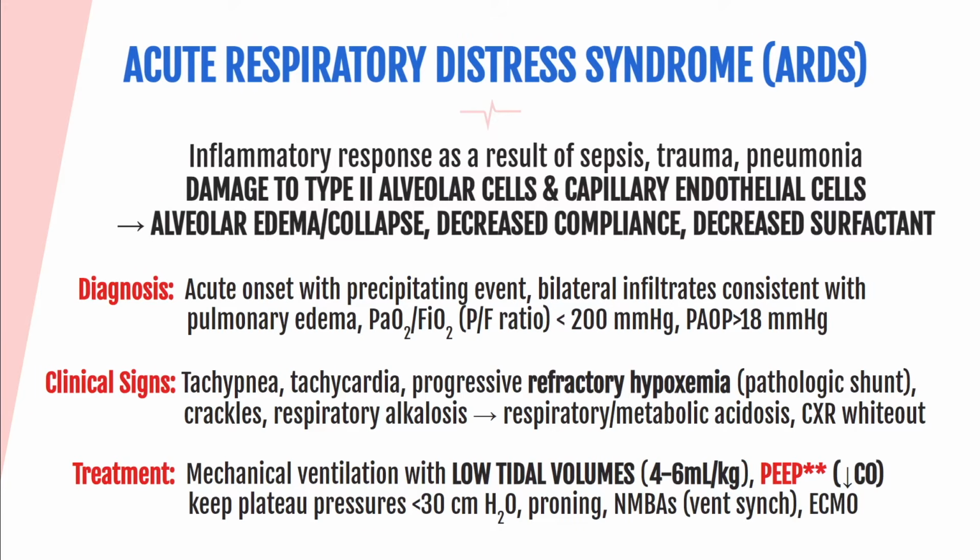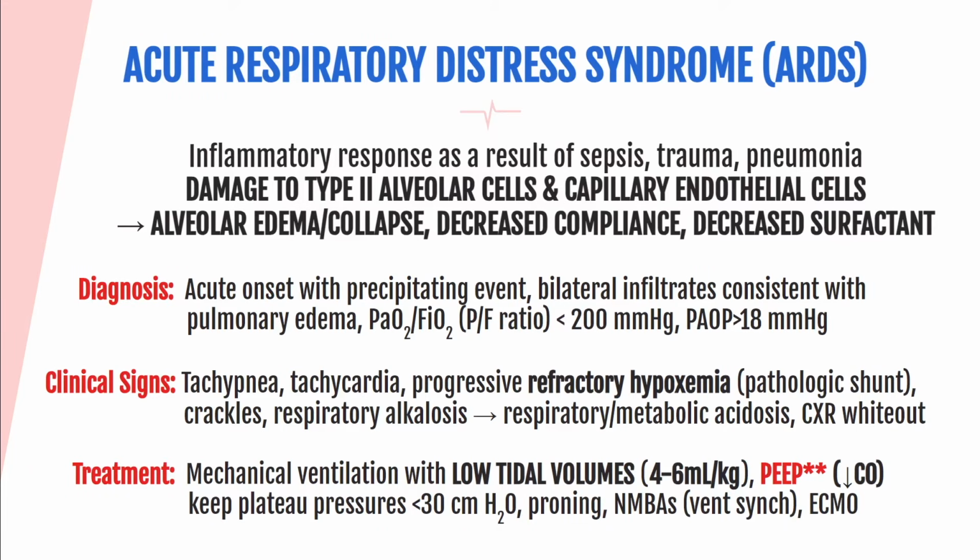ARDS is a massive inflammatory response which results from some kind of precipitating event or injury. Some examples can include sepsis, trauma, pneumonia, but there are many more. And this massive inflammatory response results in damage to both type 2 alveolar cells as well as capillary endothelial cells. Now, we don't need to get into the super nitty-gritty of these cells, but I do want you guys to know a little bit about them.